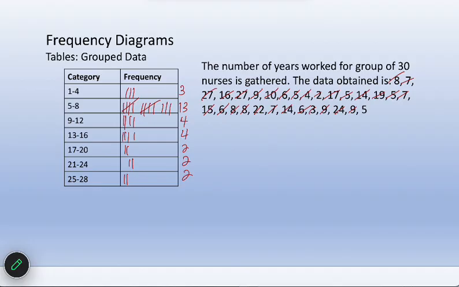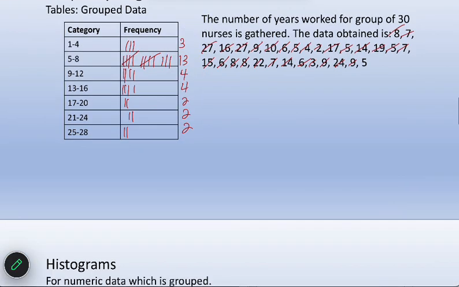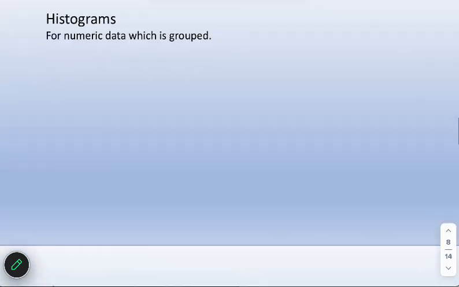And obviously, if I were doing it to submit an answer, I would erase those and just have those values marked. Now, a histogram is similar to what you think of when you think of a bar graph. It's just a way to have a picture of what your group data looks like.